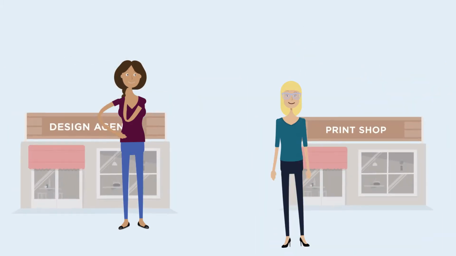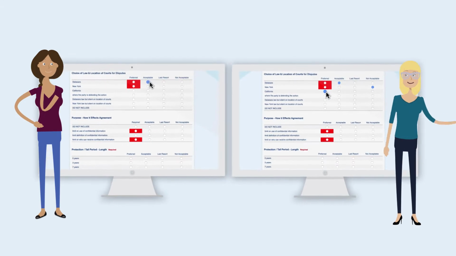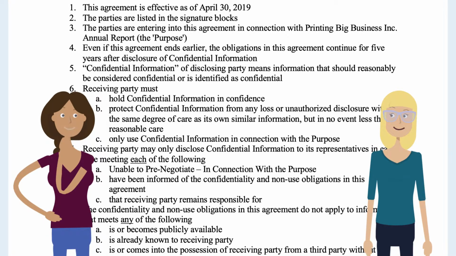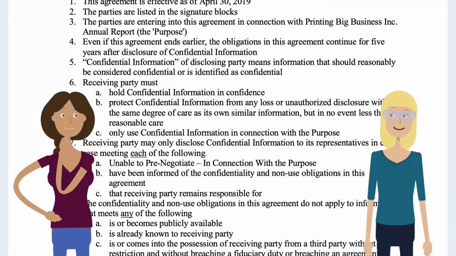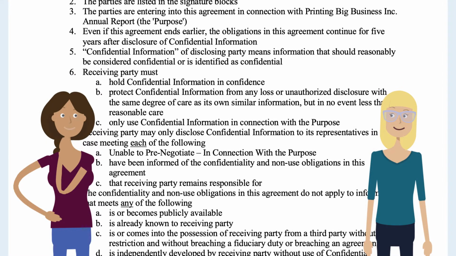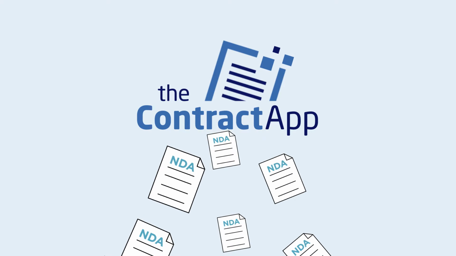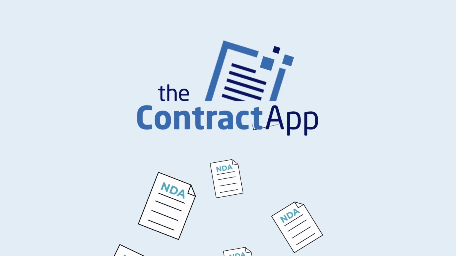If you think negotiations will be necessary, the Contract app's pre-negotiation interface lets each side select their preferred positions, their fallback positions, and positions that are never acceptable. The Contract app then automatically builds an agreement that works for both parties, avoiding the delay of exchanging drafts. Any open items are highlighted to streamline further discussions. The system saves your preferences for the next time you or anyone else at your company needs an NDA.